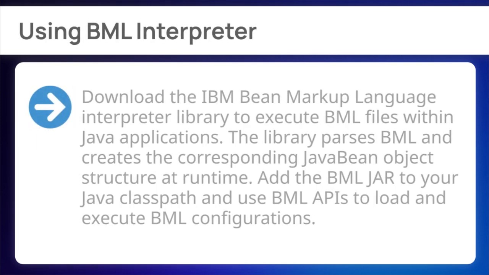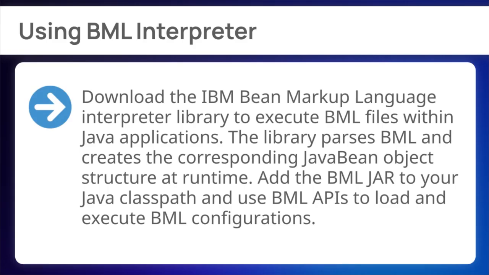Next, using BML interpreter. Download the IBM Bean Markup Language Interpreter library to execute BML files within Java applications. The library parses BML and creates the corresponding Java Bean object structure at runtime. Add the BML jar to your Java class path and use BML APIs to load and execute BML configurations.